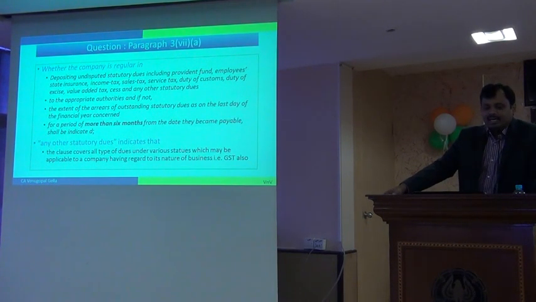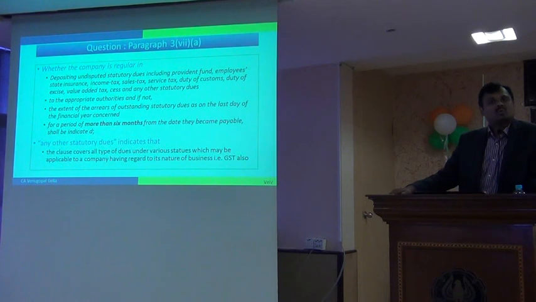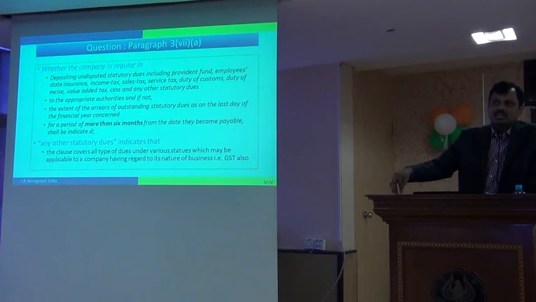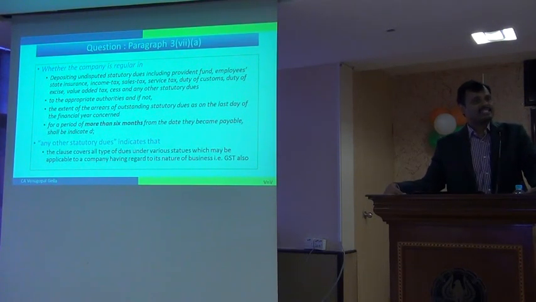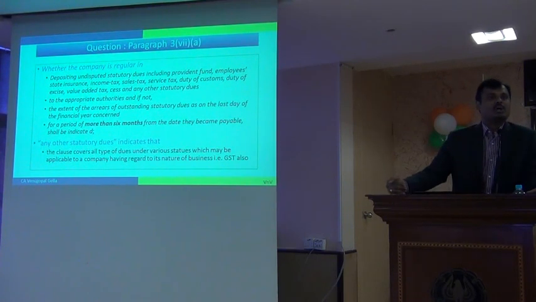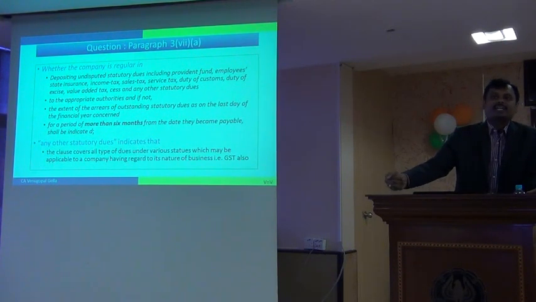First, what does the para say? It says depositing of undisputed statutory dues, and if it is outstanding for a period of more than 6 months. So the reporting under CARO comes only when the undisputed dues are not paid for more than 6 months. Even if it is 1 rupee, you have to comply with it. The question is, what does this 6 months mean? As on 31st March, what does 6 months mean? From the due date.